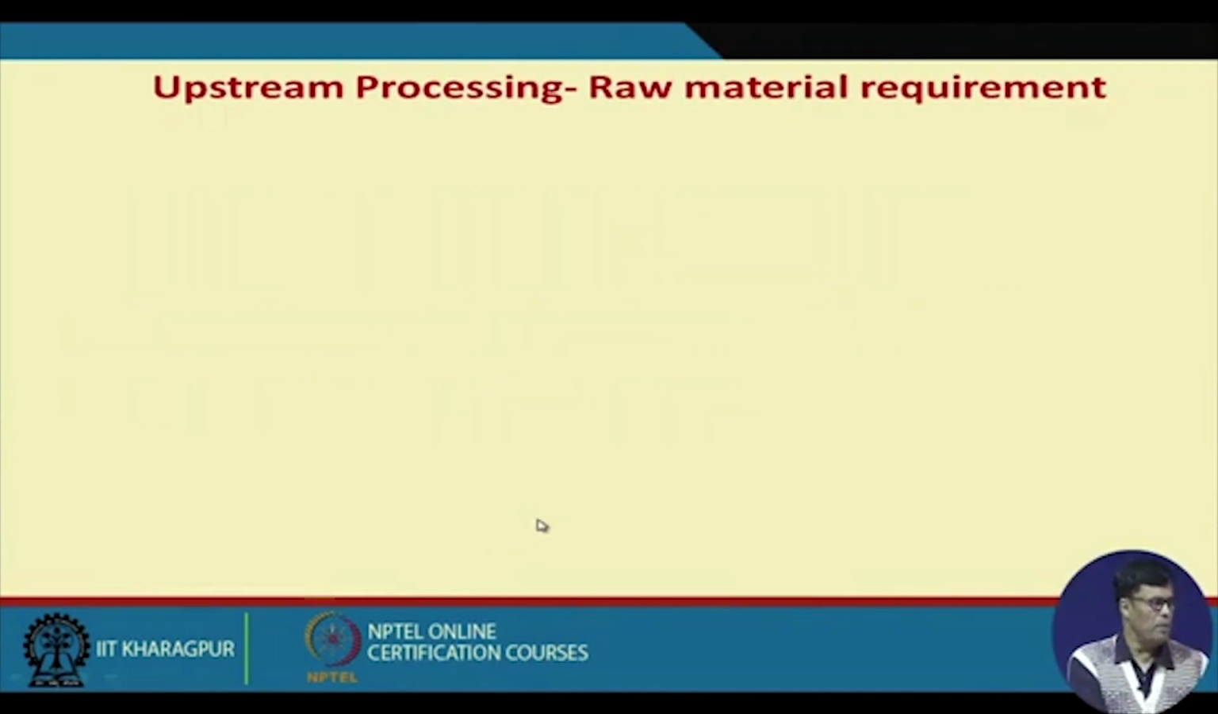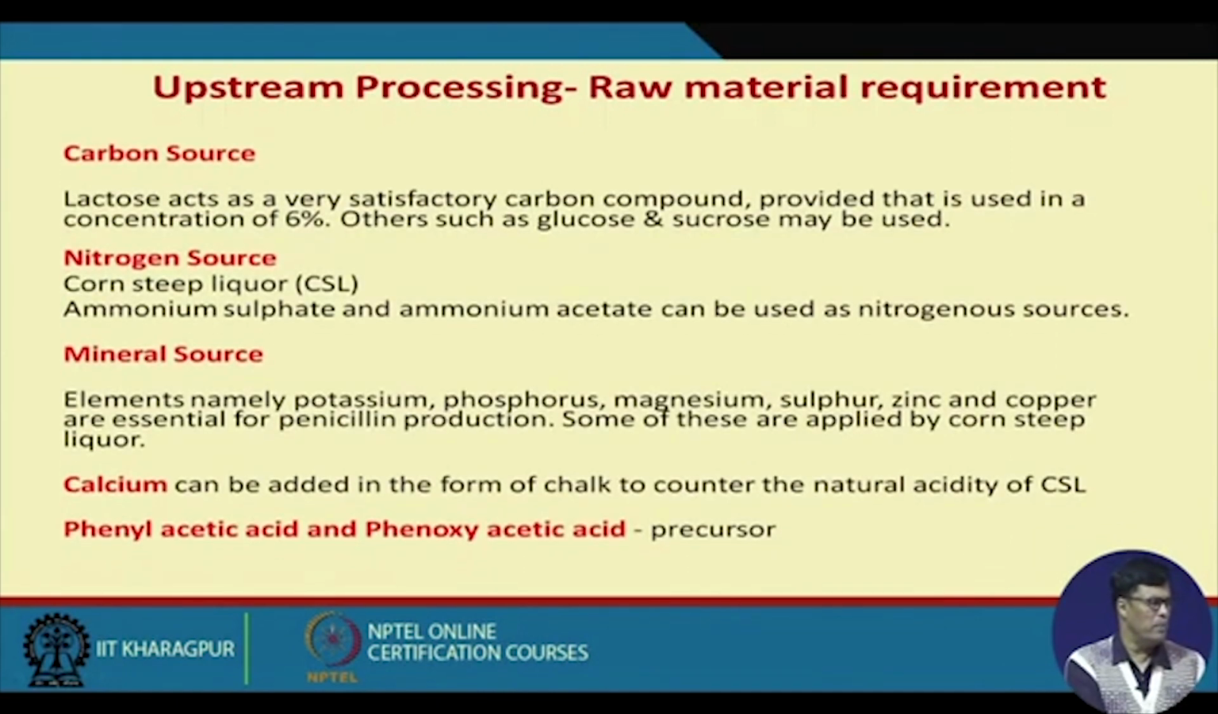In the upstream processing, the raw materials required may be different. We have the carbon source. Lactose acts as a very satisfactory carbon compound, provided that it is used in a concentration of 6% weight by volume. Others such as glucose and sucrose may be used. Glucose and sucrose can be used as an energy source, and lactose is used as a carbon source. For the nitrogen source, as I mentioned, corn steep liquor appears to be the best as far as penicillin production is concerned.